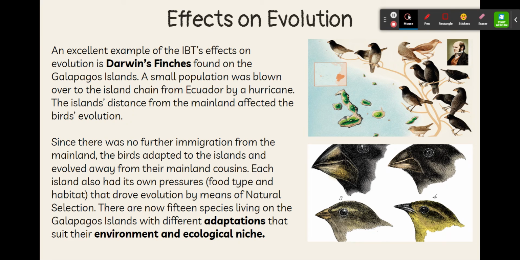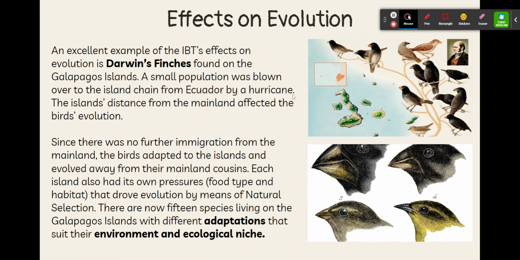And the effects on evolution, an excellent example of the island biogeography theory is Darwin's finches in the Galapagos Islands. A small population was blown over to an island chain from Ecuador by a hurricane. The island's distance from the mainland affected the birds' evolution. On these different islands of the Galapagos, there were different finches, all with different sizes of beaks, depending on what seeds or fruits or nuts were available to those birds.